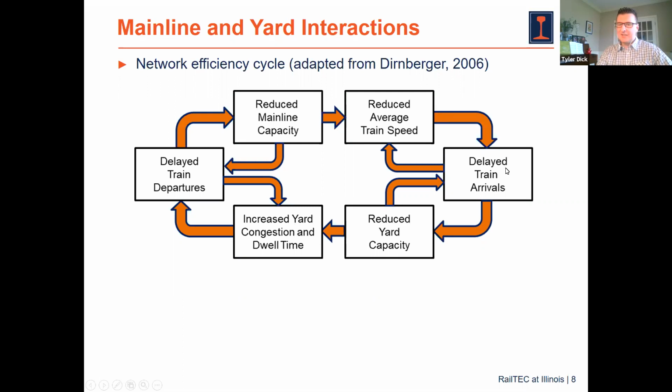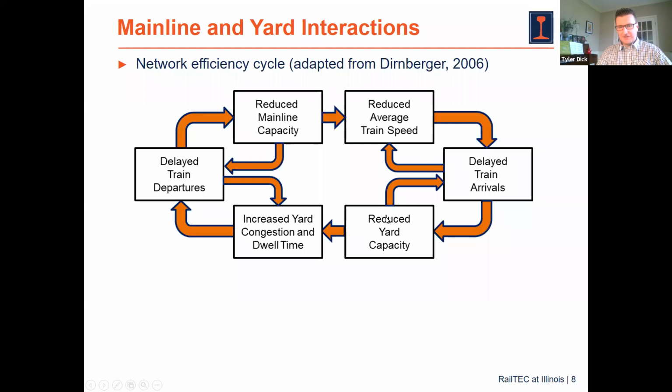If we have some disruption in our main line operation at the top, that can delay train arrivals at our yard, which potentially disrupts our yard operation, the flow of rail cars into our yards, the flow of inbound locomotives, and the flow of inbound crews. Once we disrupt that operation, we disrupt the outbound flow of departing trains from that yard. That can further disrupt our main line operation, reducing its efficiency and its capacity, reducing our average train speeds, which again delays trains at the next yard. So that's the main outer loop of this network efficiency cycle.